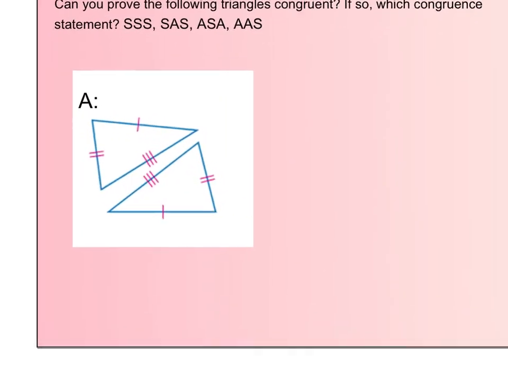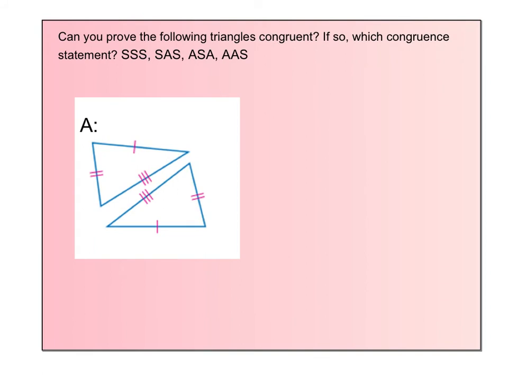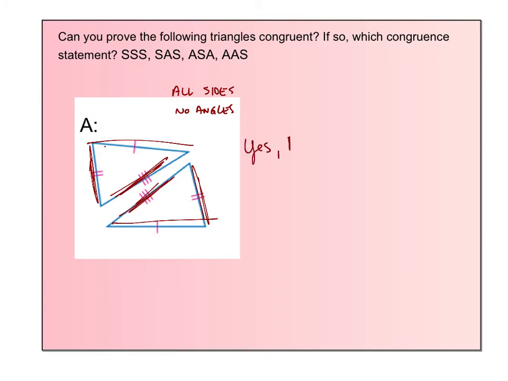So now let's look at what I've got. I've got all sides, no angles. I've got a side here, side here, side here, side here, side here, side here. So I can say, yes, these two triangles are congruent by side, side, side. I can't just say yes or no. I've got to have a reason. I've got to recognize one of these situations. This one has all sides, no angles. That's the only one it could possibly be if it worked.